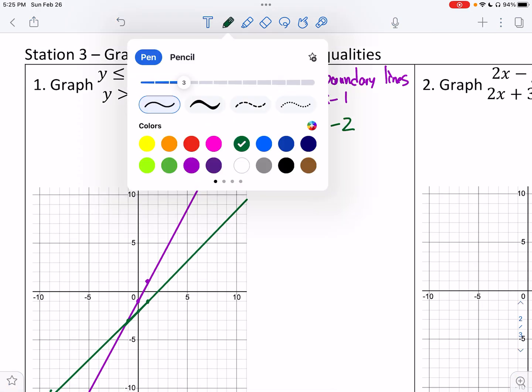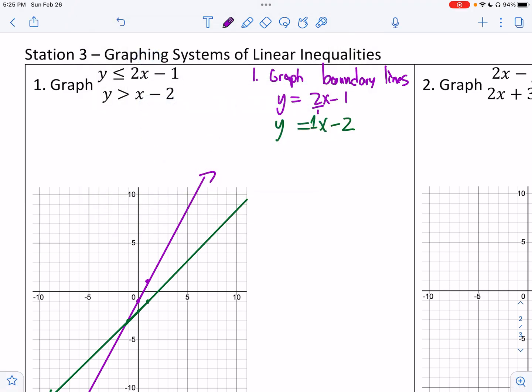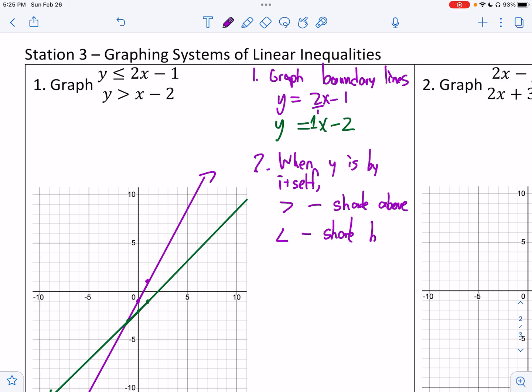I'm going to come back to that second line because that needs to be dotted. So when y is by itself, if we have slope-intercept form, so y is isolated, then we can just follow the rule: greater than, shade above, and less than, shade below. So both of these are solved for y already, so I can just follow that rule.